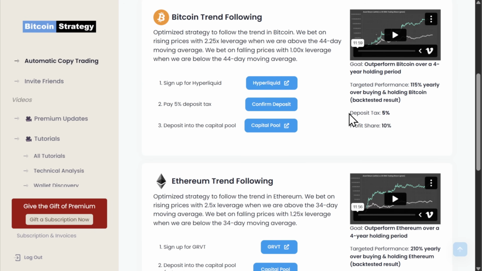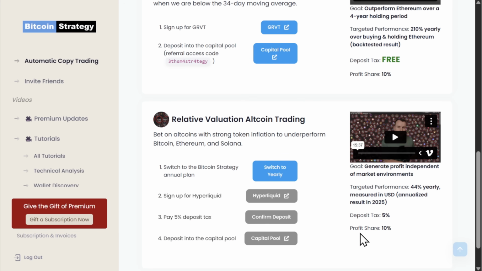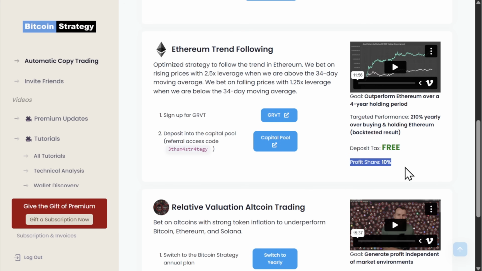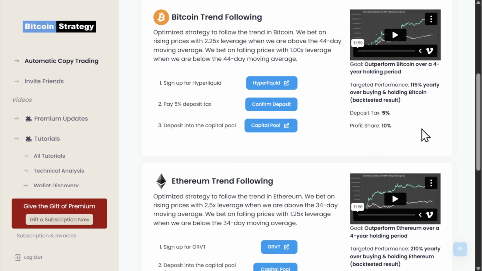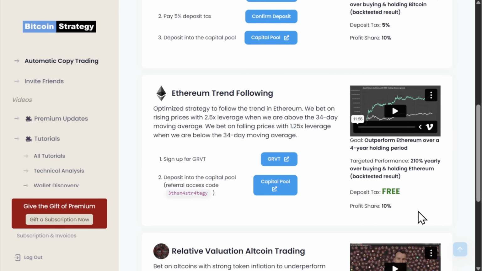And here's also the cost associated with this. You have a deposit tax for the Hyperliquid related vaults. That's a 5%. And you've got a profit share of 10% for all of those vaults. So if you're doubling, measured in US dollars, your capital, then 10% of this 100% that you made will be taken as a profit share.